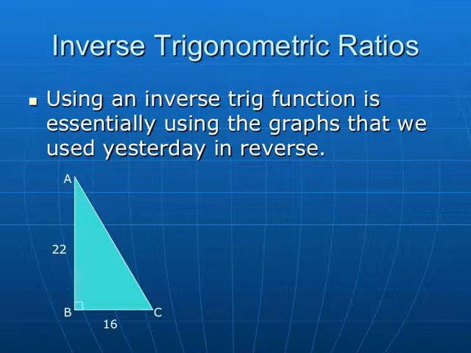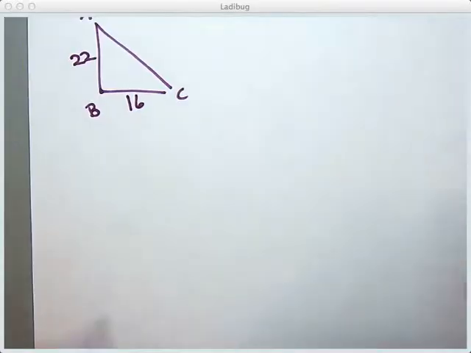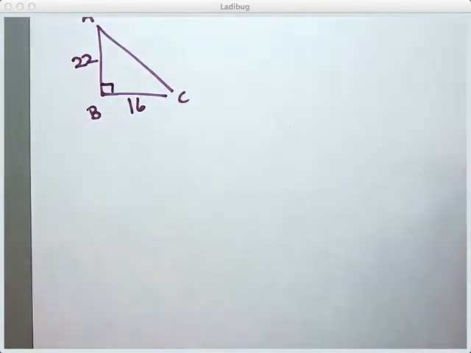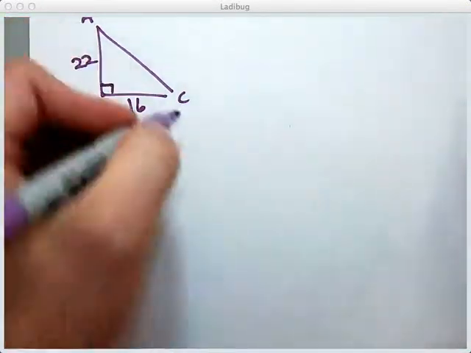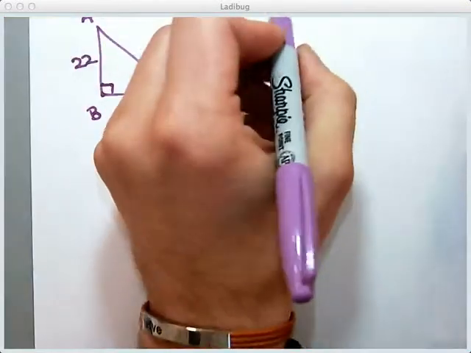Okay, so let's say I want to solve for the interior angles here. I have a triangle ABC. I know, I'm copying it first. So if I have a triangle ABC with the following dimensions, then I can use inverse trig functions to get those interior angles.